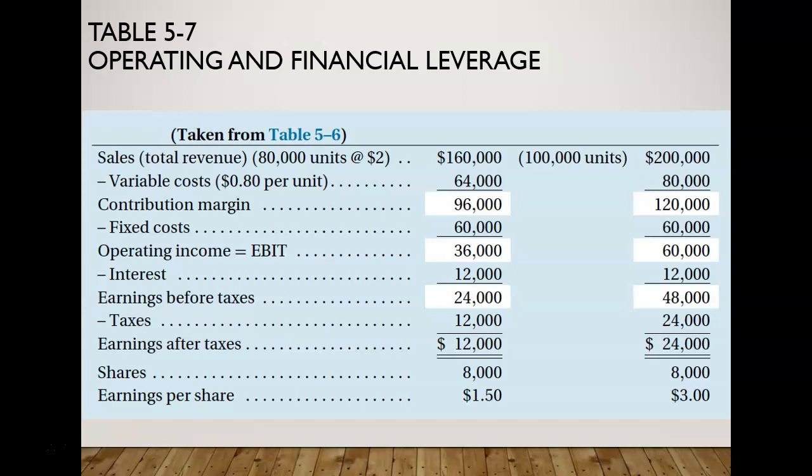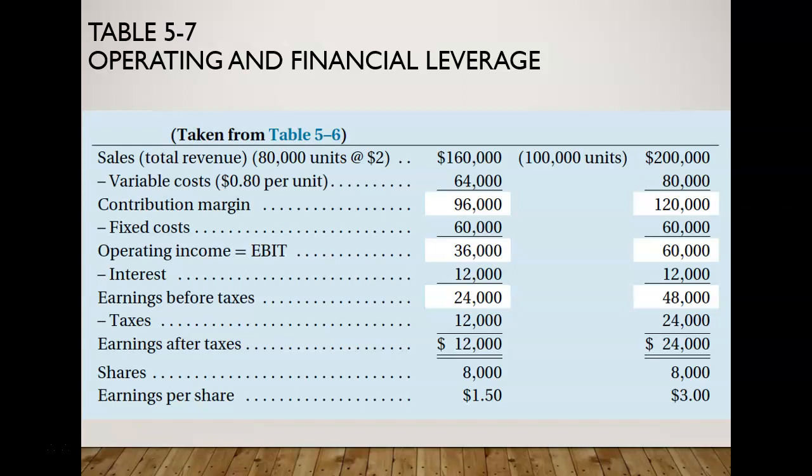From that, we'll take interest, which is our fixed cost relating to financing, and we'll have our earnings before taxes, from which we'll take our taxes to have our earnings after taxes, and with shares, earnings per share of $1.50. Equally, if we have 100,000 units, we would apply the same way, but the difference is now that earnings per share would change.